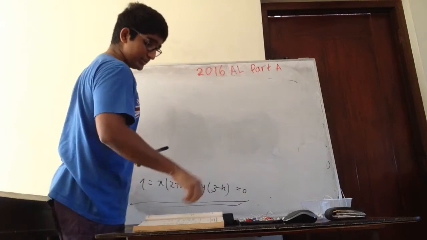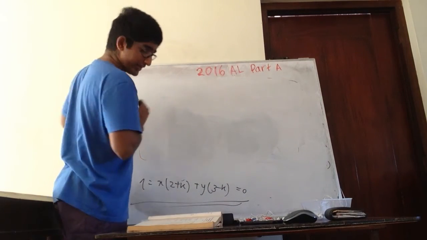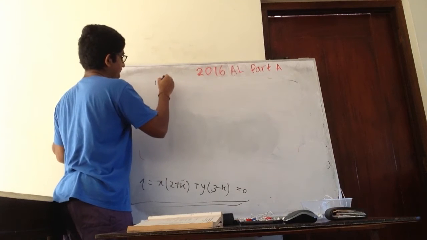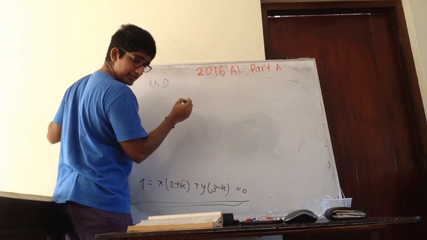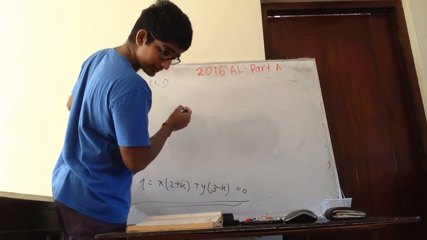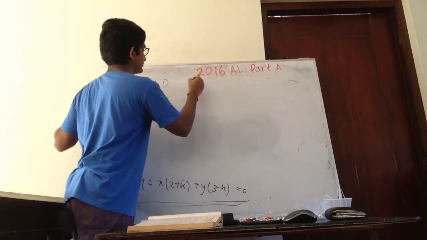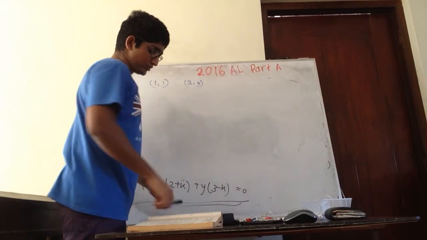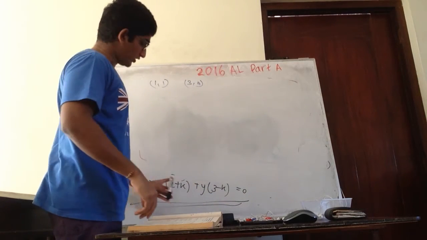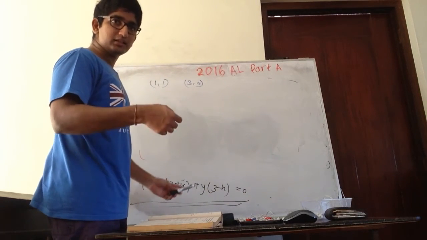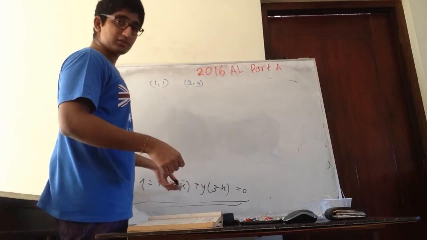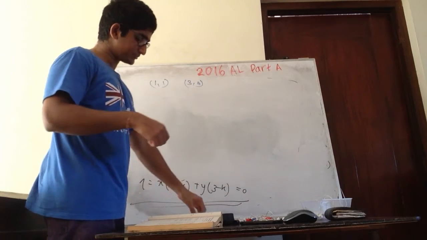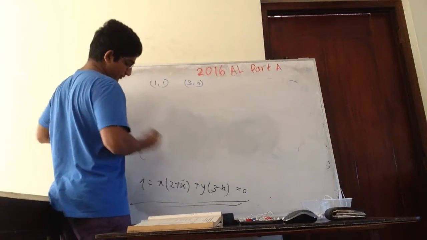Right. So what are the 2 points? That is 1, 1, and the other thing is 3, 4. Right. So what we have to do is simply substitute these values here. That means what?